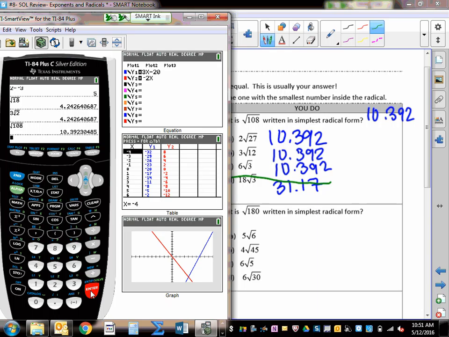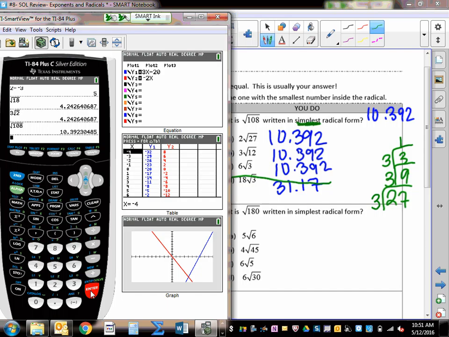Now, it has to be completely simplified. Can I break down 27 even more? It divides by 3, right? And then divides by 3 again. That's why we cannot choose this, because it's not simplified completely. It's the same, but it's not in simplest radical form.